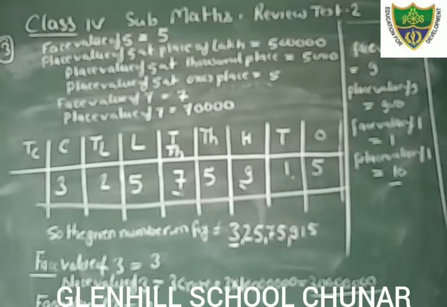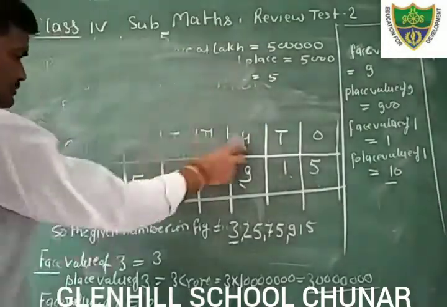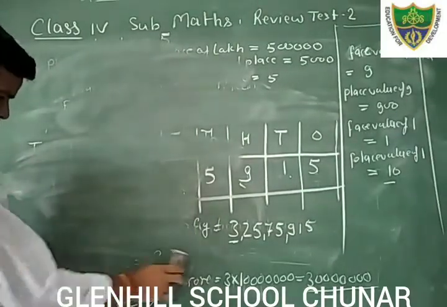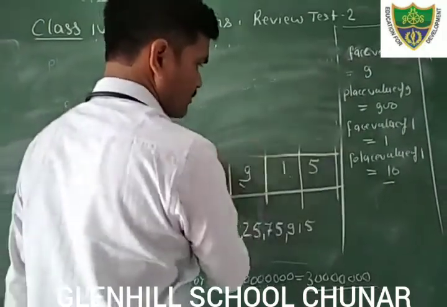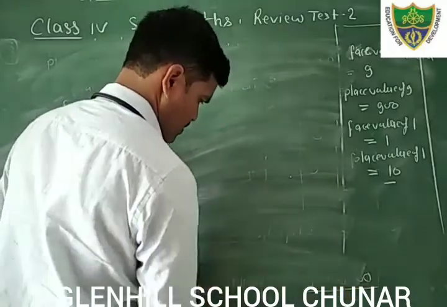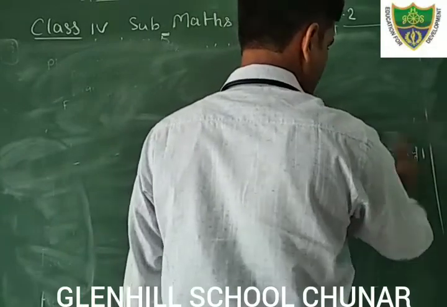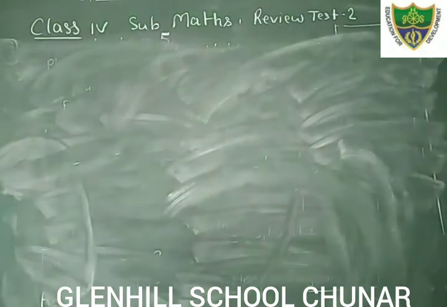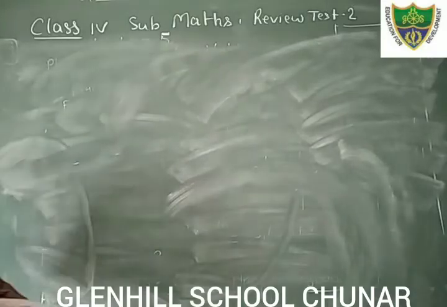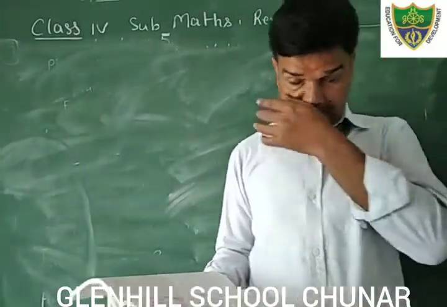Okay. Now we come on next question. The next question is given as question number 4. Write the greatest and smallest 4-digit number using the digits 0, 0, 4 and 2 and find their sum and difference.